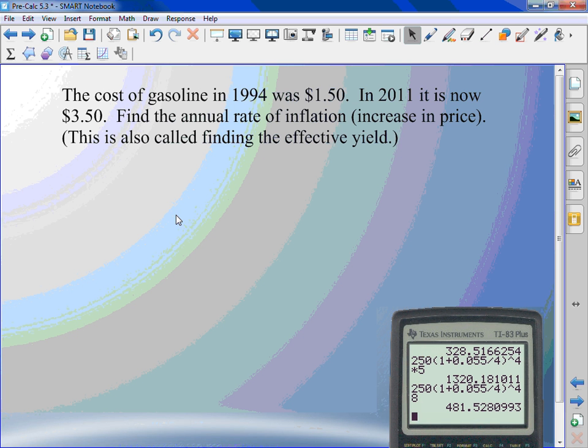This is also called the effective yield. So we want to find out what percent did gas go up. We're going to use the exact same formula. A equals P times 1 plus R to the T. I didn't put divided by N. Why? We're talking about years.